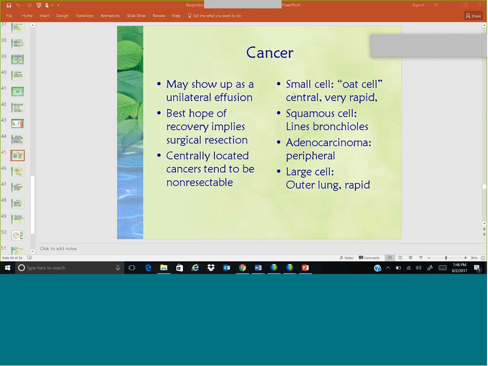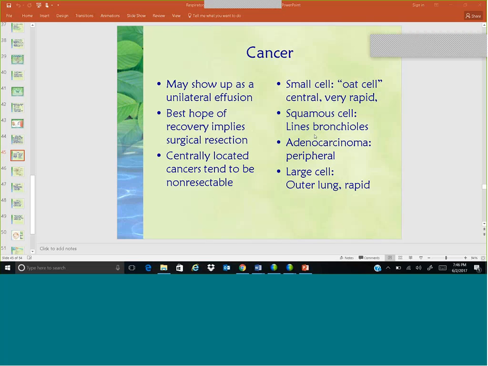Cancers may show up as unilateral effusions. Things like small cell or oat cell are central and very rapidly growing. Your least favorable prognosis is if you have small cell or oat cell. Again, that central, very rapidly growing cancer. The best hope of recovery involves a surgical resection, and that's with squamous cell and adenocarcinomas.